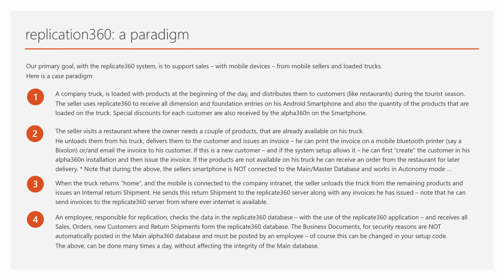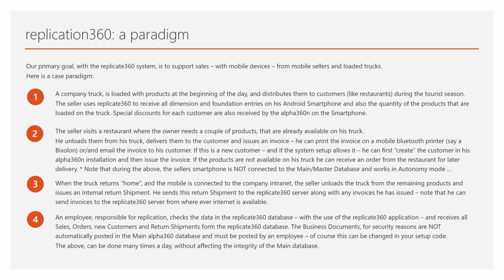Now, after step 1, the seller visits a restaurant where the owner needs a couple of products that are already available on his truck. He unloads them from his truck, delivers them to the customer, and issues an invoice on a Bluetooth printer, say a Bixolon, and emails the invoice to his customer. All this is done with a simple smartphone and a Bixolon, say, printer.